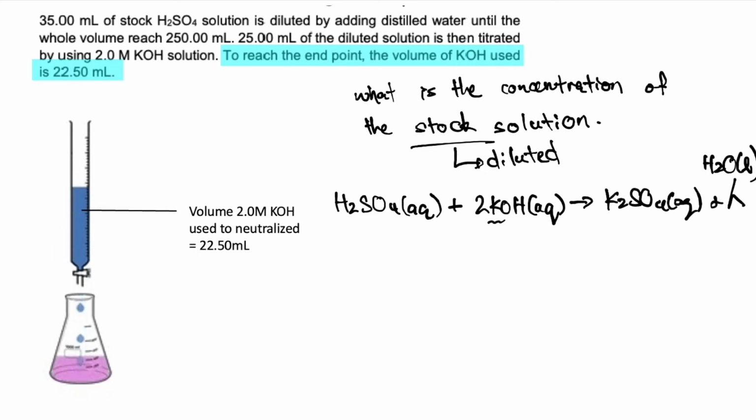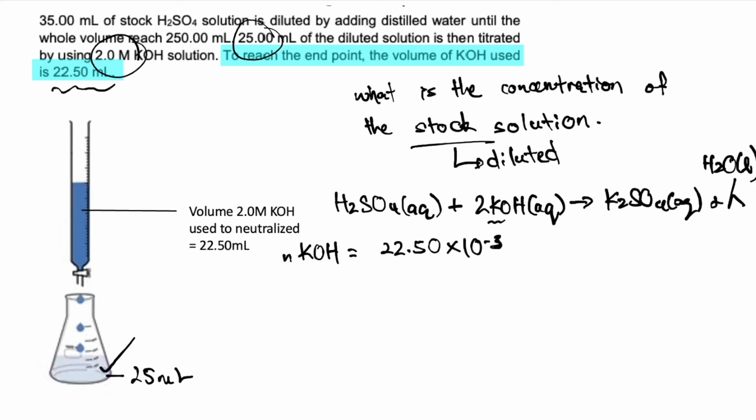Find your stock solution. What you can find first is your diluted solution's concentration. For how many milliliter? So the one that you extracted just now is 25 milliliter. Alright, so how to calculate? First, you have the information of the concentration of the KOH and the volume that is used, so you can calculate the mole for KOH. That is 0.045 mole.